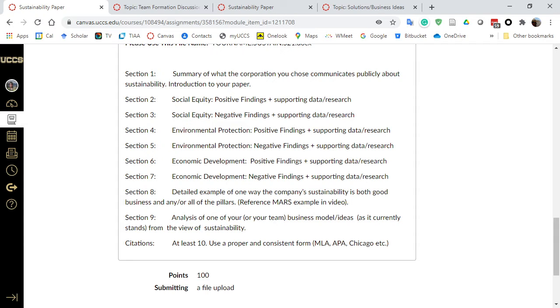a 9th section, and I want you to think about one of your team's business ideas or your ideas, as it currently stands, whatever that is, from the view of sustainability. So this is not just go analyze existing companies. I want you to spend a little time thinking about your ideas that you're going to pursue this semester from a view of sustainability. Doesn't matter if it's what your team ends up following or not. I just want you to think about it.